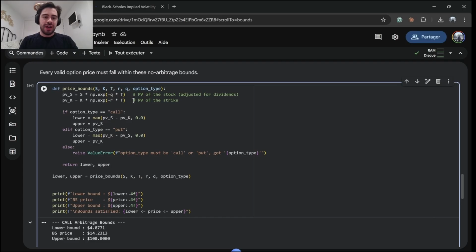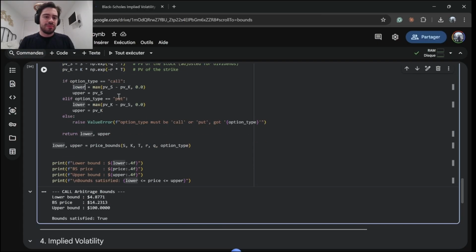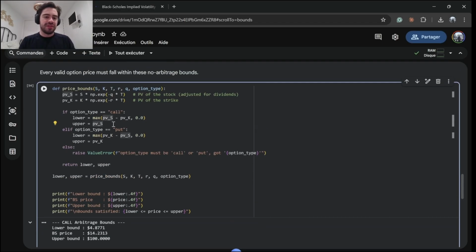Well, this is like a European option. So when you have a high intrinsic value, you need to discount it because you cannot exercise at this time. So it's basically the stock price discounted by dividends and the exercise price discounted by time value. So the lower bound is basically this discounted intrinsic value, and the upper bound is the discounted price of the stock.